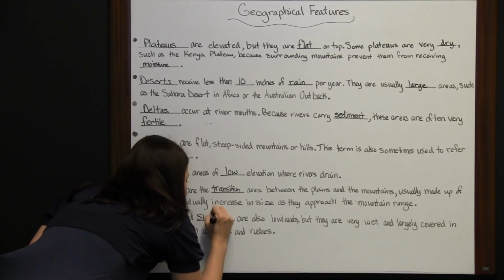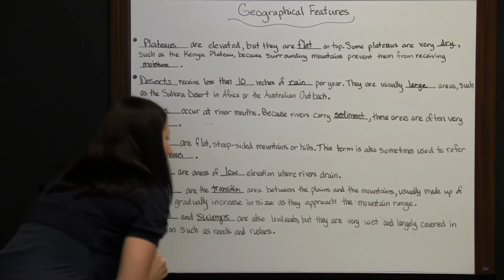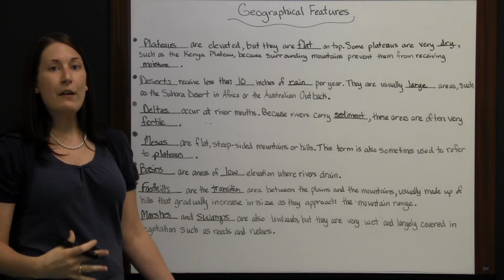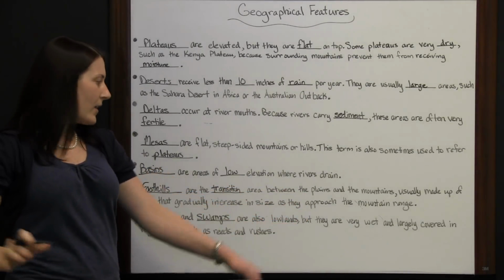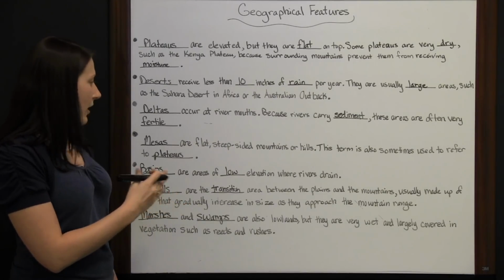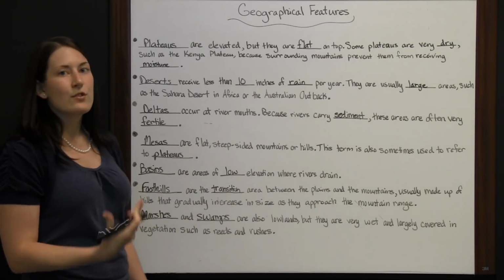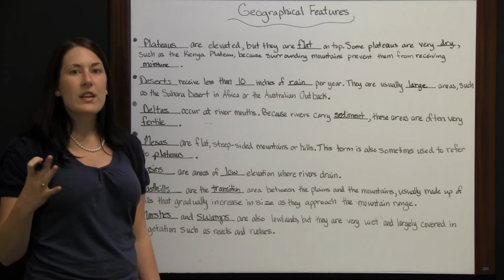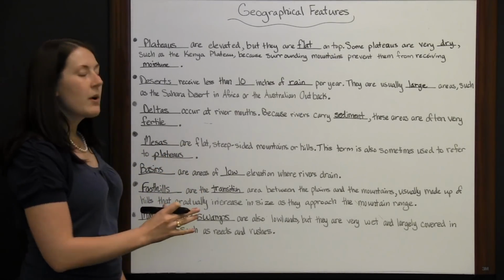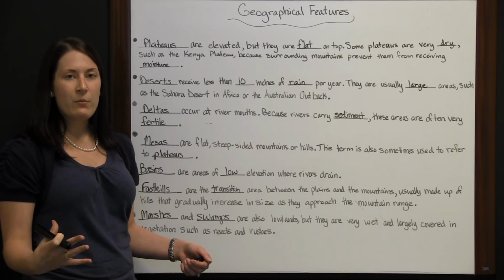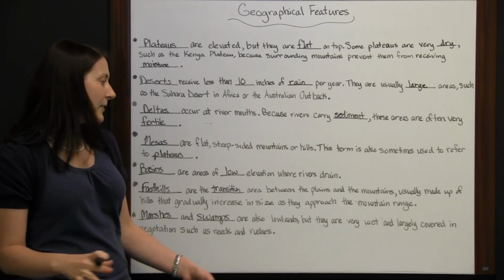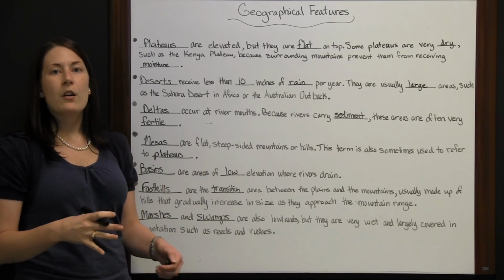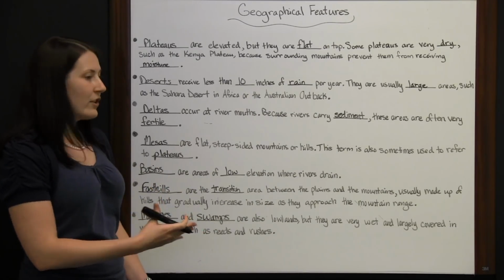And last we have marshes and swamps. And these are also lowlands like your basin, but they are very wet and usually spread out, and they are largely covered in vegetation such as reeds and rushes. Where a river basin could still hold shrubbery and trees, marshes and swamps are going to be so saturated with water almost year-round that the only things that can grow there are water plants such as reeds and rushes.